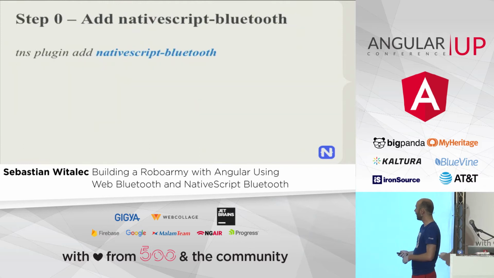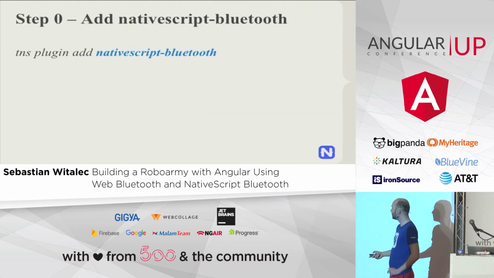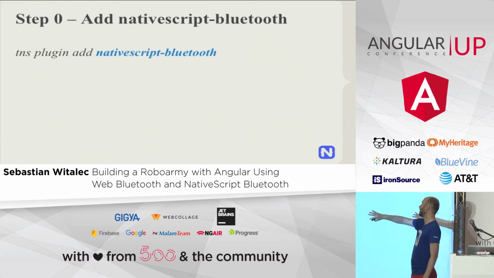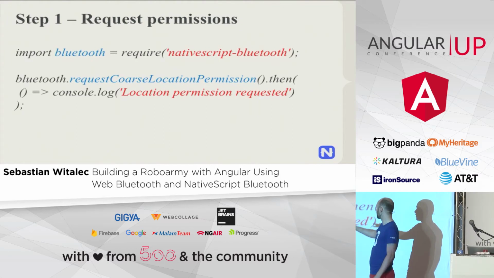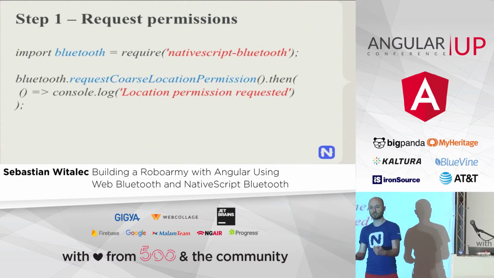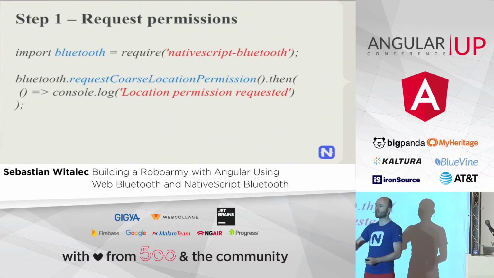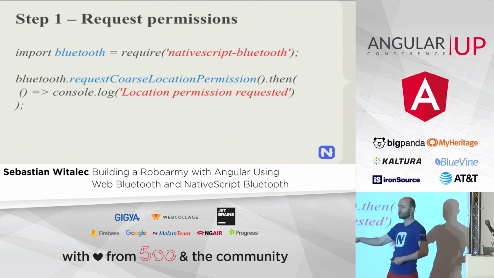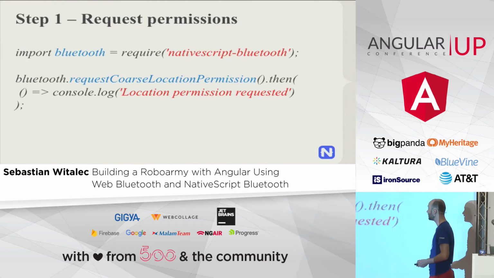There's a native plugin for NativeScript. So the first thing we have to do is install the NativeScript Bluetooth plugin. Then we just require it. And the very first thing we have to do is request permissions. You know when you open an application for the first time, it says, I want to have access to your contacts or Bluetooth or something. So first we have to request permissions to use Bluetooth on our device.